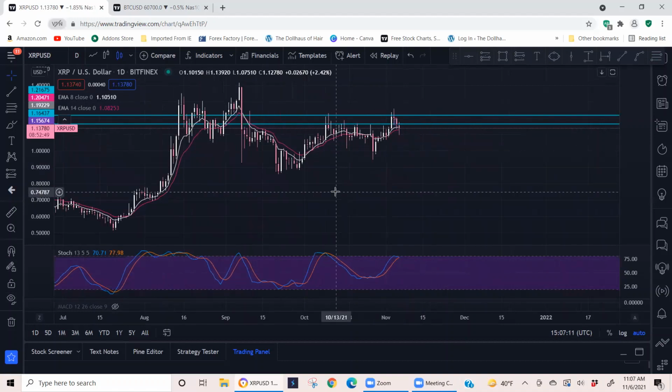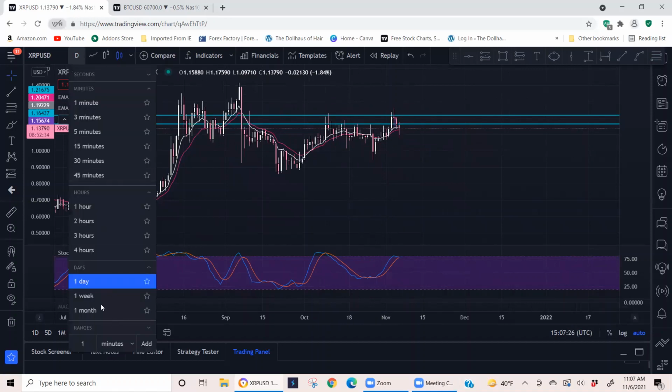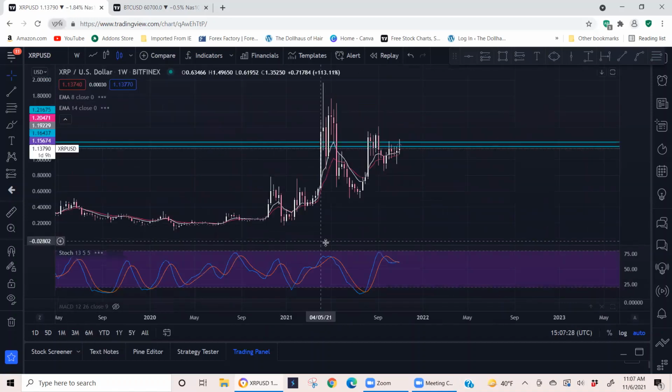So anyways, first things first, you want to check the overall trend. Now, Ripple has been selling. It does look like it's in an uptrend, but what I will say is whenever you're uncertain about an overall trend, sometimes it helps to check the weekly time frame.